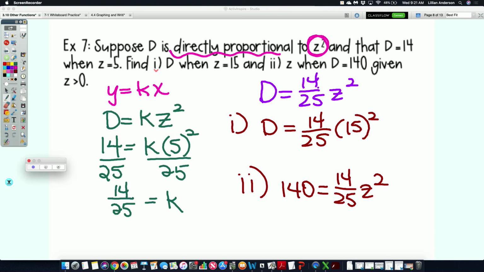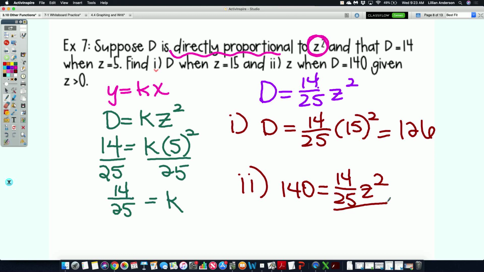Can you guys do both I and double I? Yes. What did you guys get for I? 126. 126, good stuff. And then what about here for double I? 15.8. 15.8? Yes. Okay. You divide both sides by 14 over 25, or you could multiply both sides by 25 over 14. And then how do you get z by itself? Square root. You take the square root.